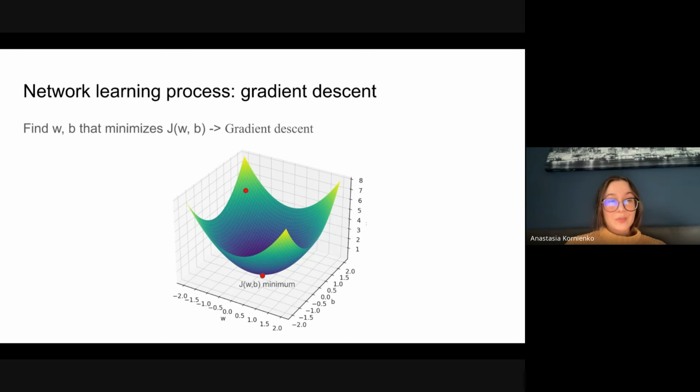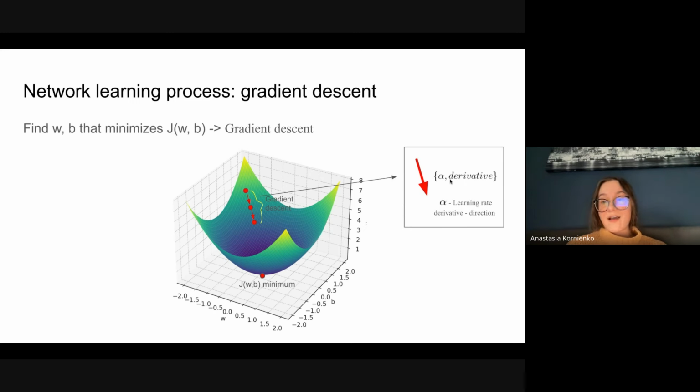So what we're going to do is move there step by step. And that is basically gradient descent. It moves along the gradient, and this move is represented here. Alpha is the learning rate, or as I imagine it, the length of the step. And the derivative gives the direction at some point of the function.